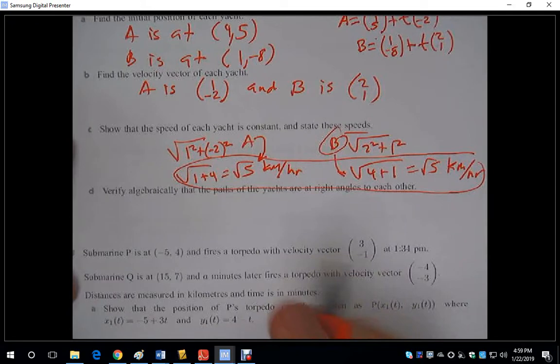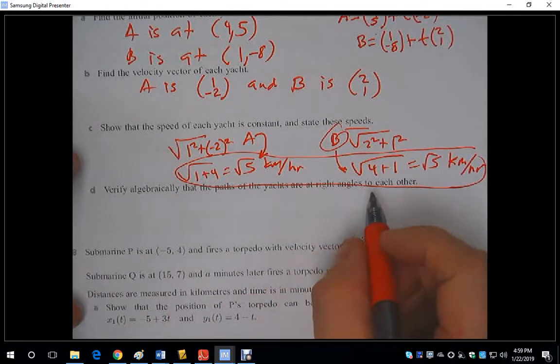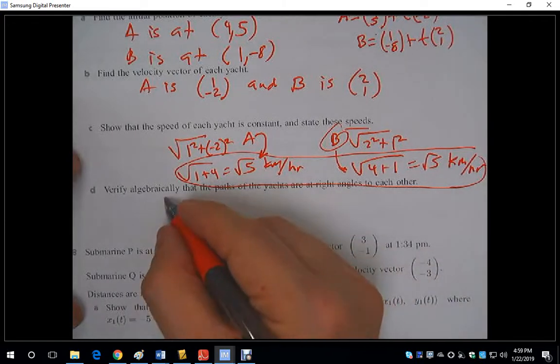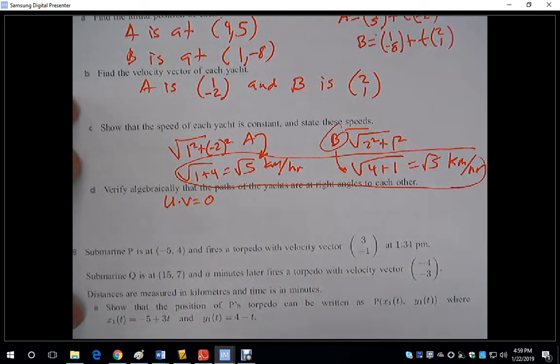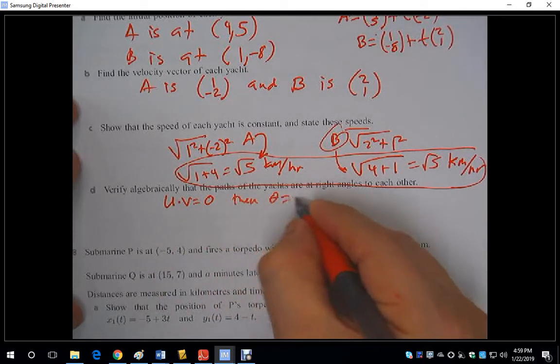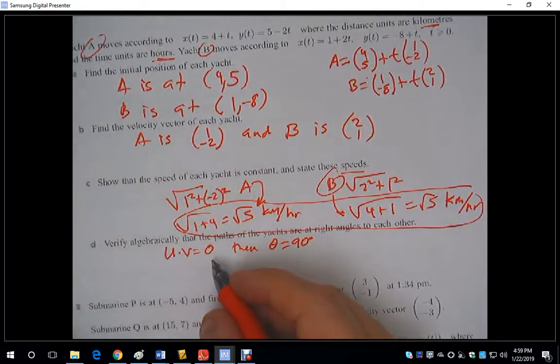Part D says, verify algebraically that the paths of the yachts are at right angles to each other. So if you recall, for the dot product of U dot V, if it equals 0, then theta is 90 degrees. So let's find our direction vectors.